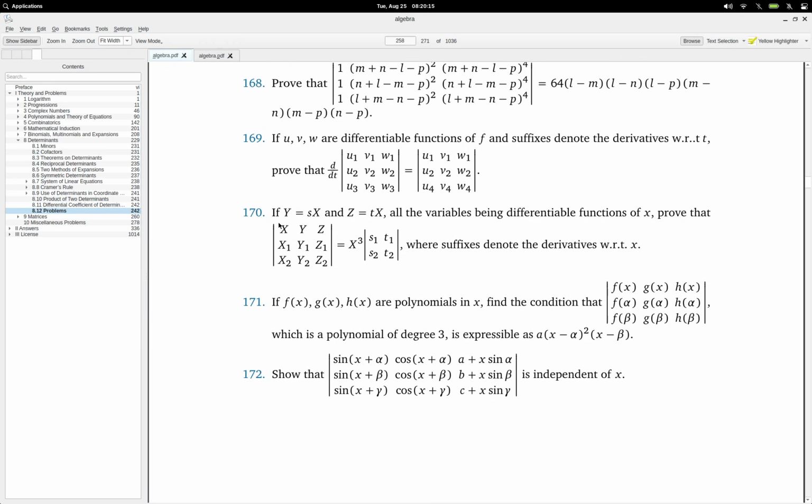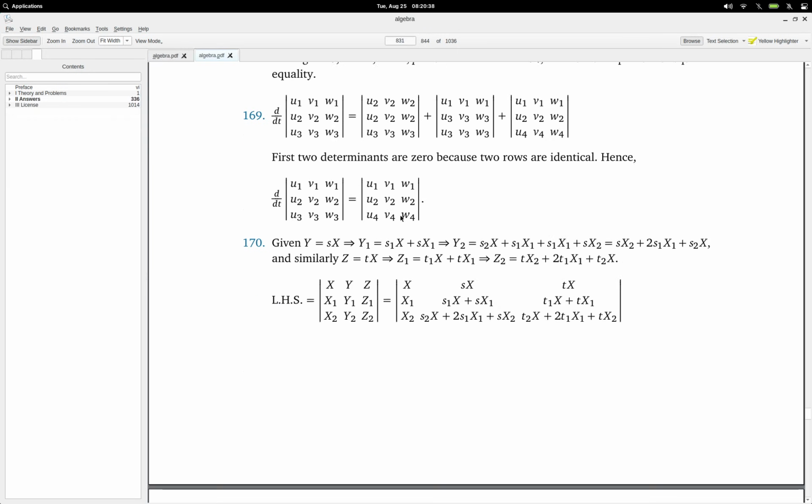Question 170 says that if capital Y is equal to Sx, capital Z is equal to Tx, all the variables being differentiable functions of x, prove that the determinant X, Y, Z, X1, Y1, Z1, X2, Y2, Z2 is equal to capital X cubed times the determinant S1, T1, S2, T2, where suffixes denote the derivatives with respect to x.